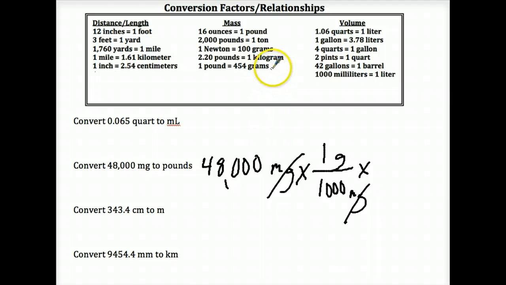I'm now ready to use the English metric conversion with the 454 grams. That's going to go on the bottom in order to cancel. 454 grams, and that is in 1 pound. Grams are gone.